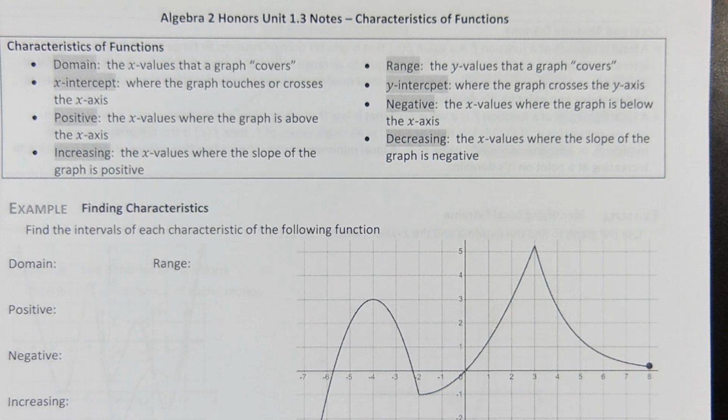Intercept means to cross. So an x-intercept is just where our graph crosses the x-axis, and the y-intercept is just where our graph crosses the y-axis.